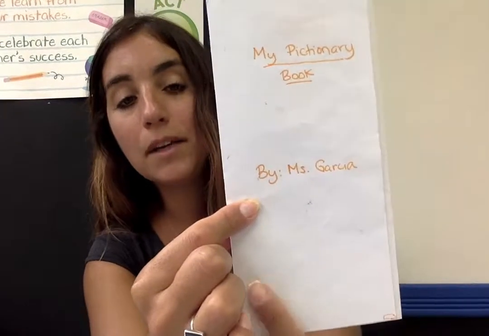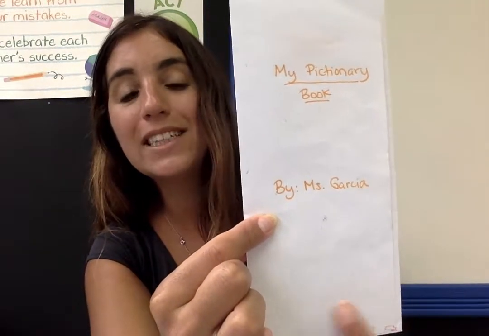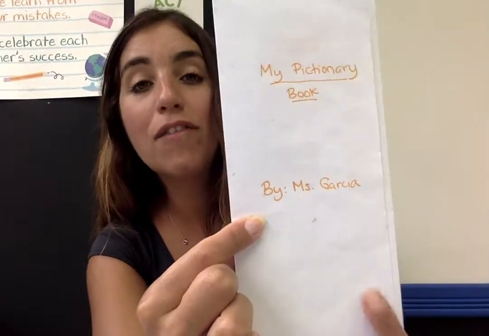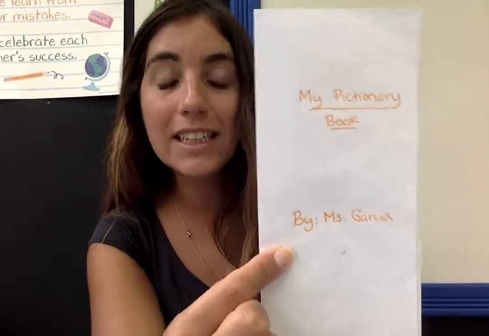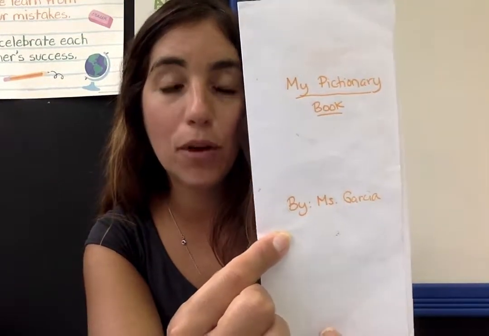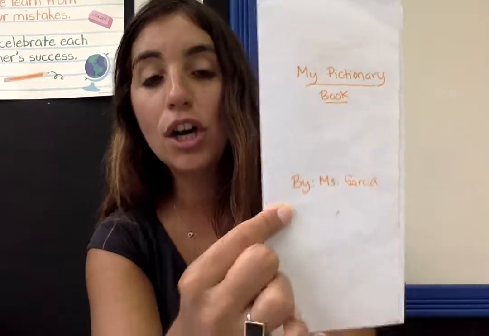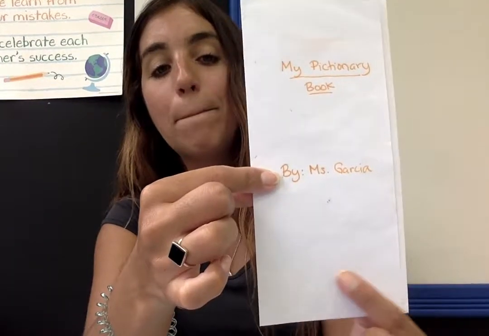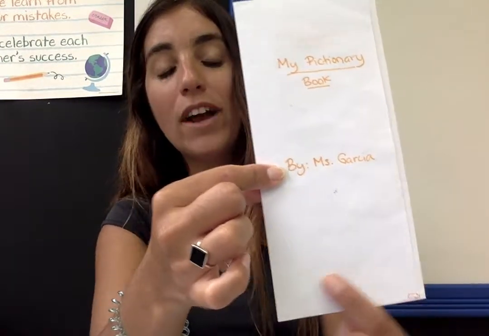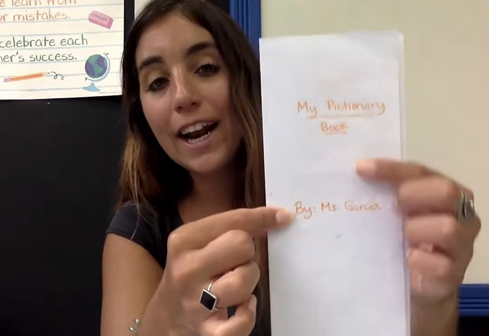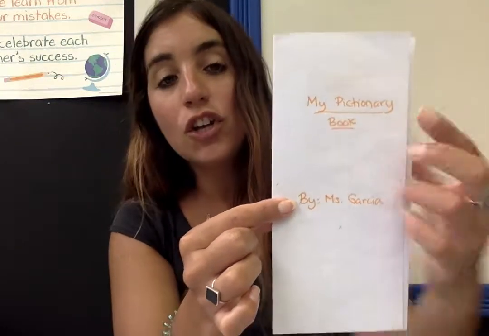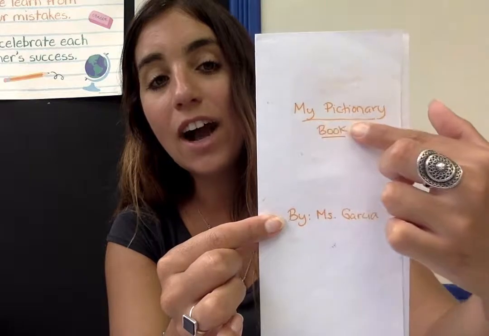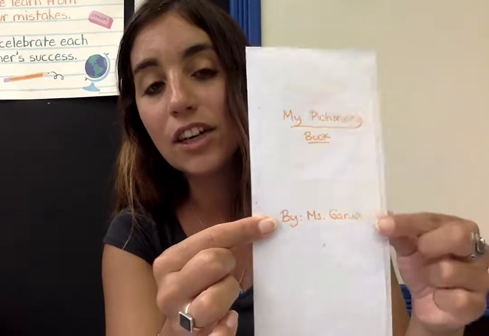On the bottom here, I want you to write the title of this book. What is this book's name? What is the title of this book? Write that on the bottom right here. Write the title of the book and underline your title just like I underlined this here.